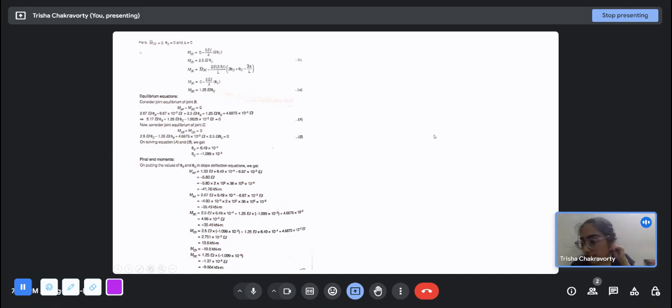We get the rotations. These are in radians, of course. Then we find final end moments. We already had the expressions in terms of theta b and theta c. Putting those, we find all 6 end moments. And we will see that, of course, MBA and MBC will add up to 0, and MCB and MCD add up to 0, because that was the condition we imposed to find out theta B and theta C.